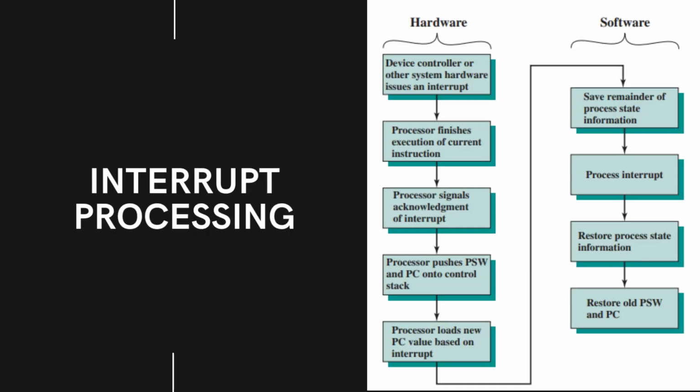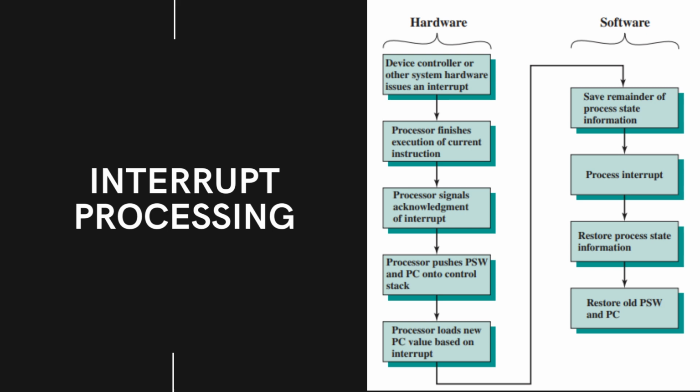Moving towards interrupt processing. First, the device issues the interrupt to CPU. Then the CPU finishes the execution of the current instruction. Then CPU tests for pending interrupt request. If there is one, it sends an acknowledgement to the device which removes its interrupt signal. CPU saves the program status word onto control stack. CPU loads the location of the interrupt handler into the PC register.